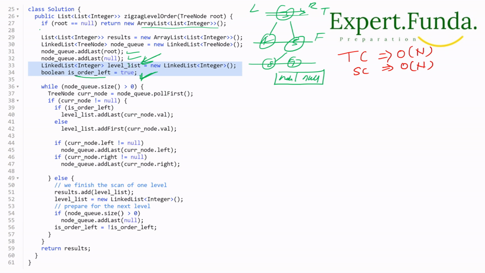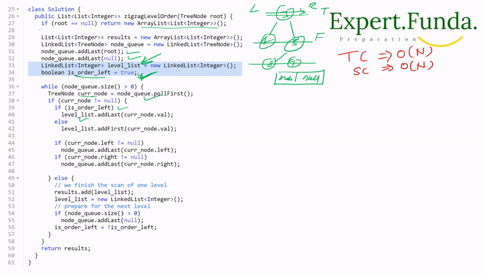Now we will check if the queue is not empty. Obviously we have added a root, so we will go into this while loop, correct? And here we will take the current node by pulling out the first element from the queue, right, and we'll get our current node. Now we'll check if it is left to right. Initially we have added a queue as true, so we'll say that we are going from left to right and it is true, so that we will add on to the first level, right.